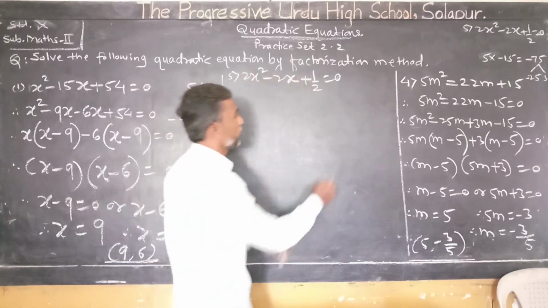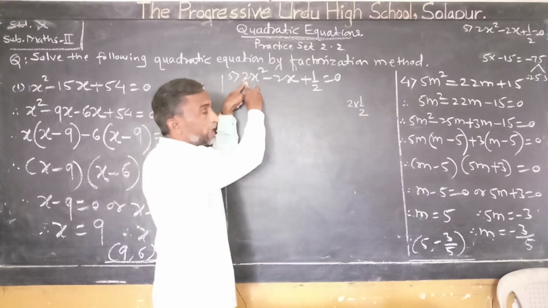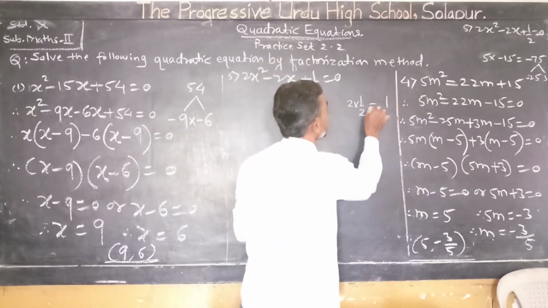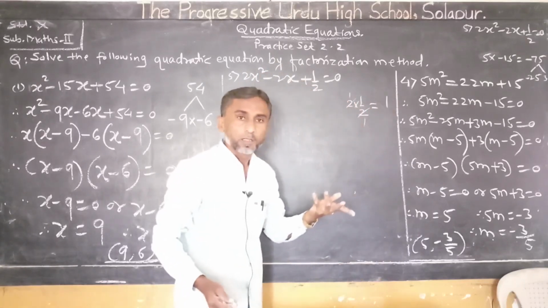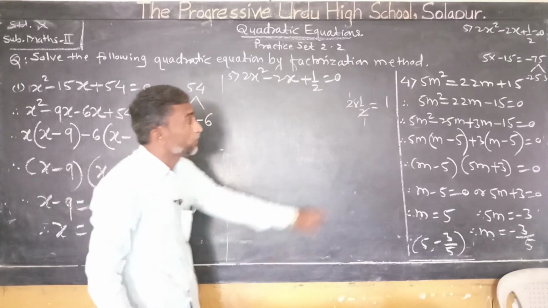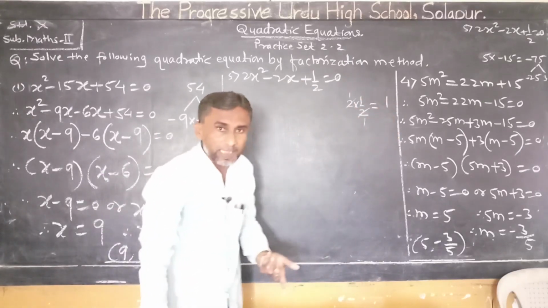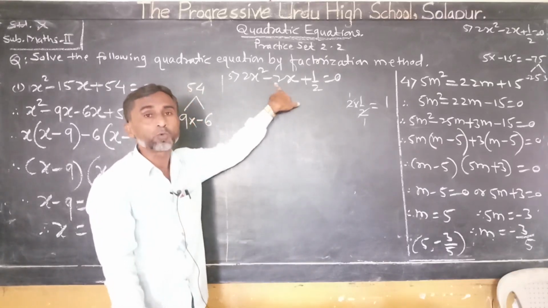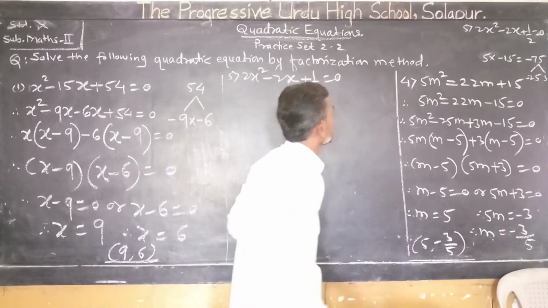2 into half. This is the quadratic coefficient. This is the constant term. 2 into half, you will get 1. Now, you should find the factors of 1 such that the product, that is multiplication, should be 1 and addition should be minus 2, which is the linear coefficient. So, make the factors of 1.